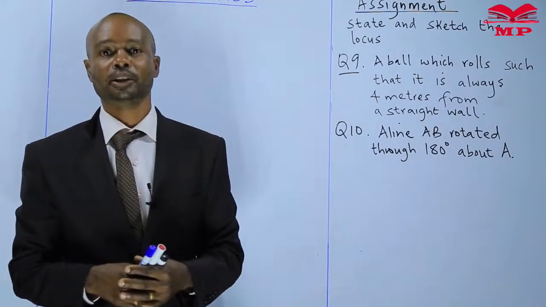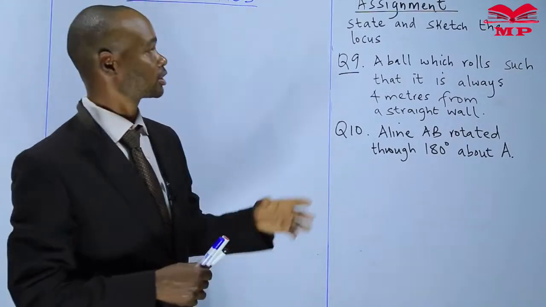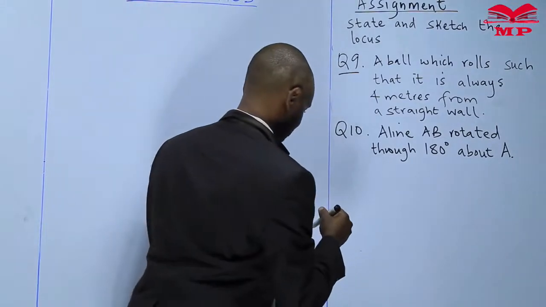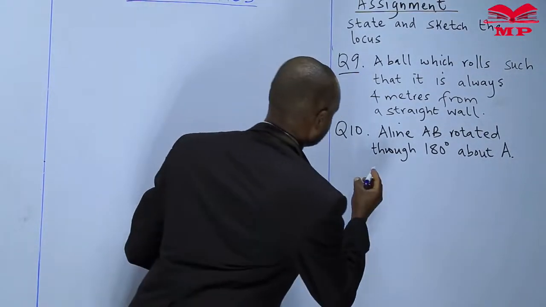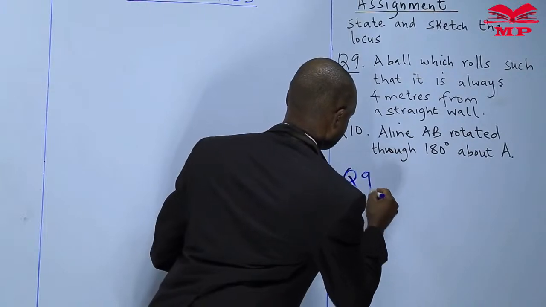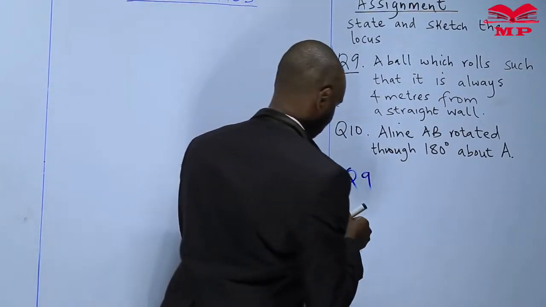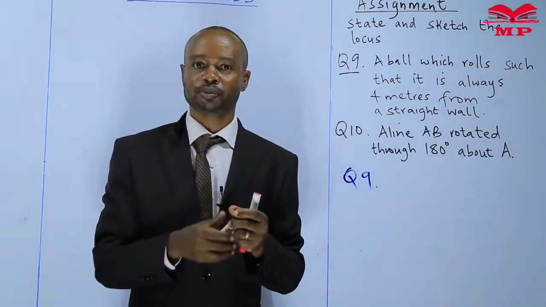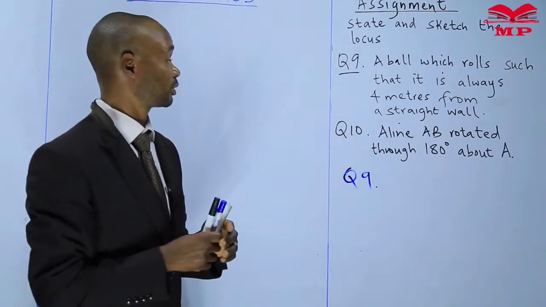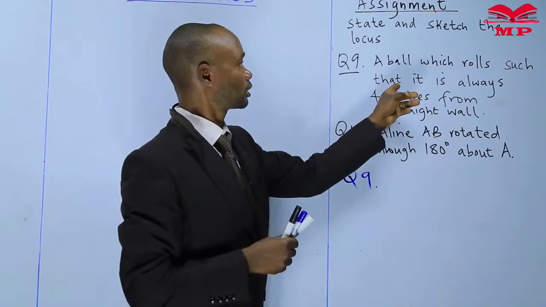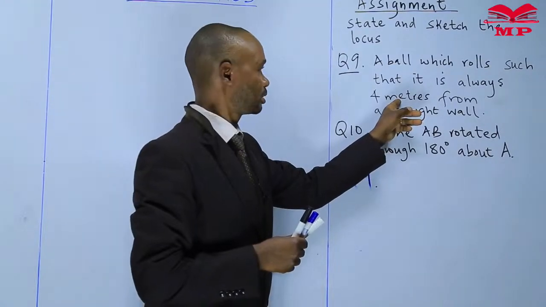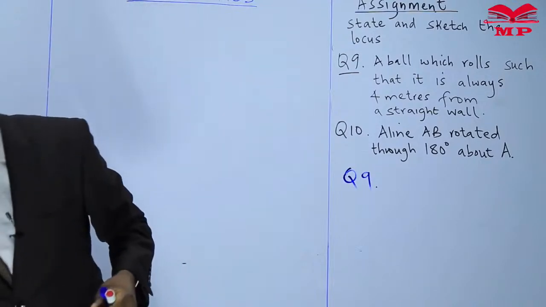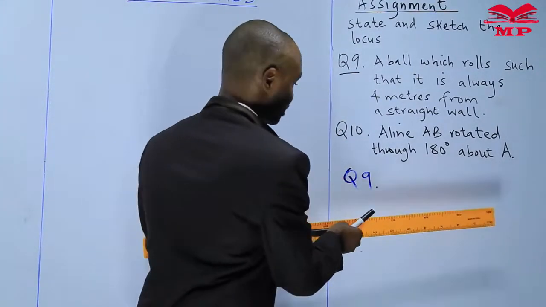So if we start with question 9, you go to the laws. From the definition of a locus, the law commanding the question is very important. If you look at 9, a ball which rolls such that it is always 4 meters from a straight wall, I will need the sketch first.